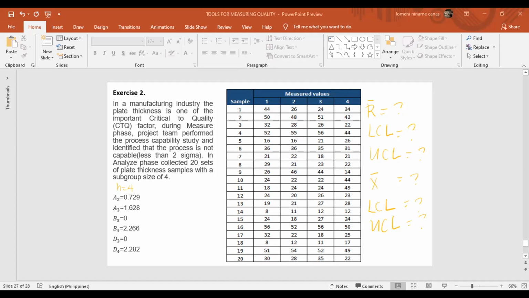R bar, it's 11.7, correct? LCL, it's 0, okay. And then the upper control limit, it's 27.04. Oh, correct, Miss Bernadette. Okay. So again, for the R chart, the R bar is 11.85. The lower control limit is 0, and then the upper control limit is 27.04. Okay.